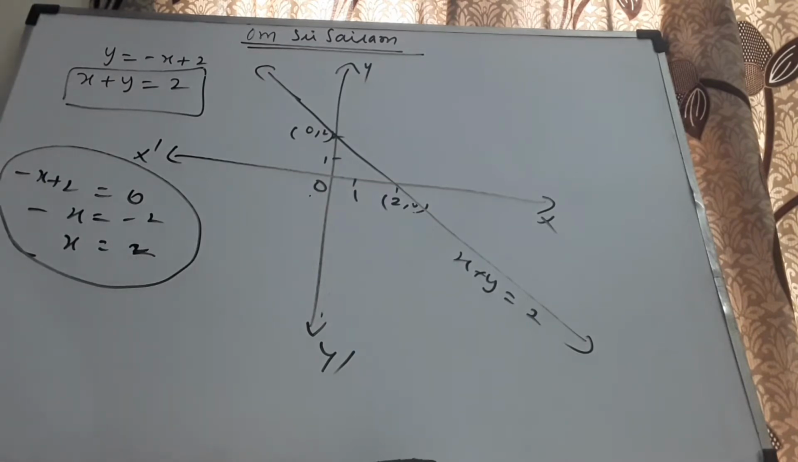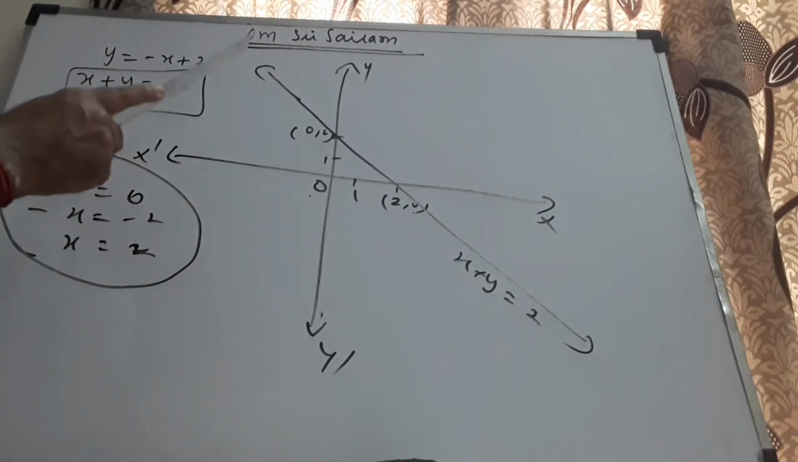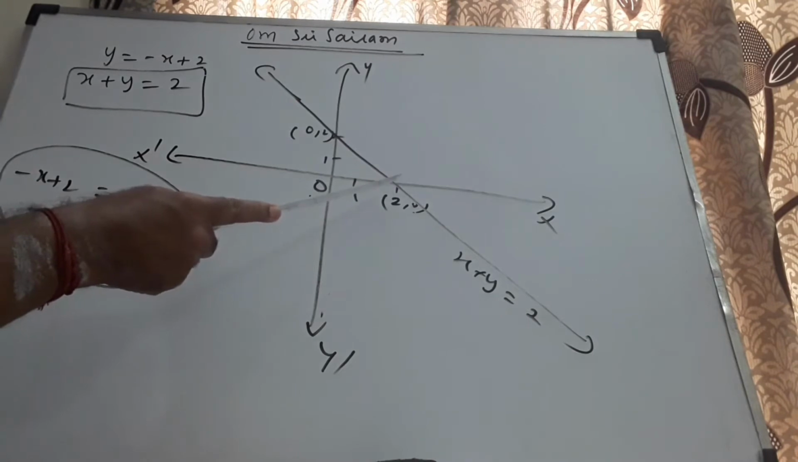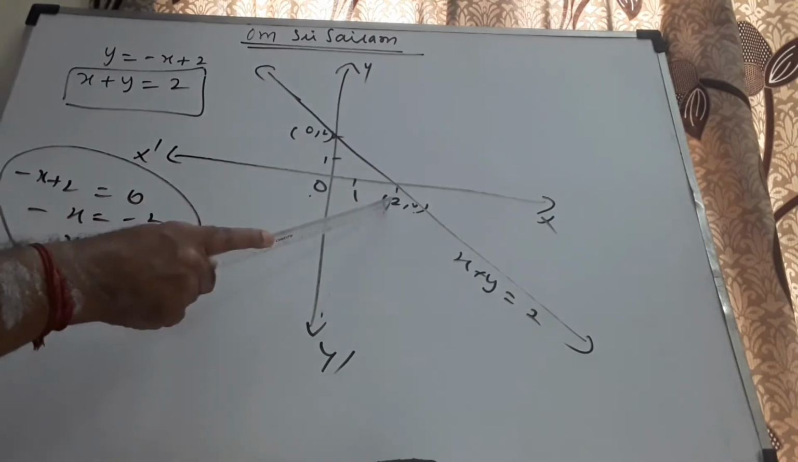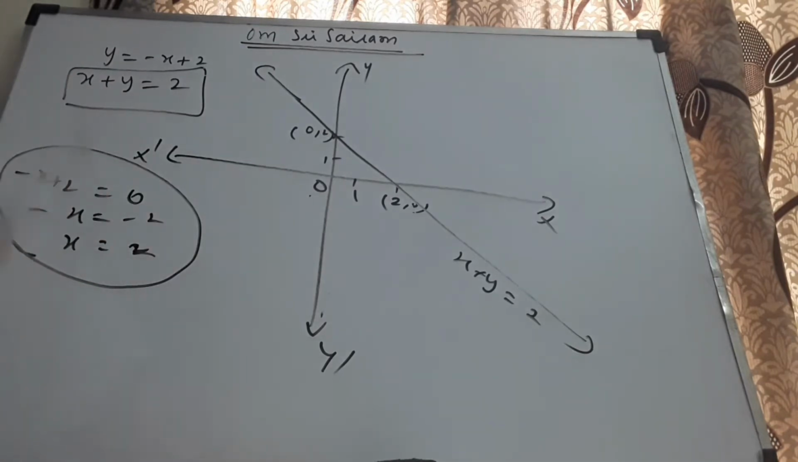How to identify the same geometrically? How to identify such a zero geometrically? I'll take the line y is equal to minus x plus 2. It is the same as x plus y is equal to 2. When y is 0, x is 2. When x is 0, y is 2. Therefore, it is a straight line passing through (2, 0) and (0, 2). Identify the point where this line intersects the x-axis. The x coordinate of that particular point will be the zero of the corresponding polynomial.